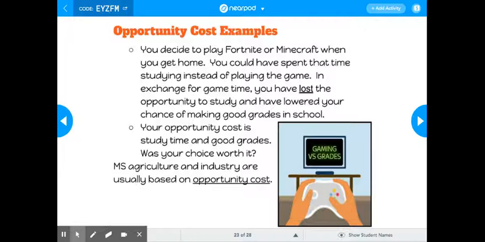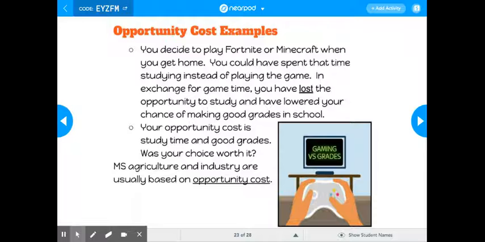If you decide to play a video game when you get home, you could have spent that time studying instead of playing the game. And so, in exchange for your time for playing the game, you lost the opportunity to study. And so that lowers your chances of making good grades. You can't study and play games because you don't have enough time to do both. So, when you choose to give up study time for game time, that would be your opportunity cost. The price you pay for playing video games is a lower test score and sometimes unhappy parents. So is it worth what you give up? Is being able to play Fortnite for a few minutes worth making an F on that test?